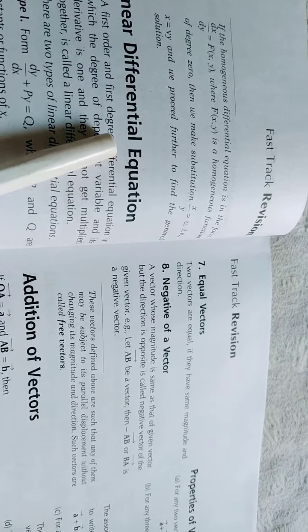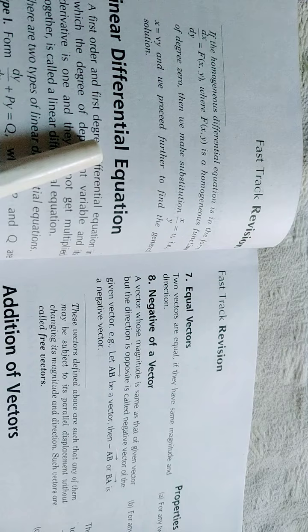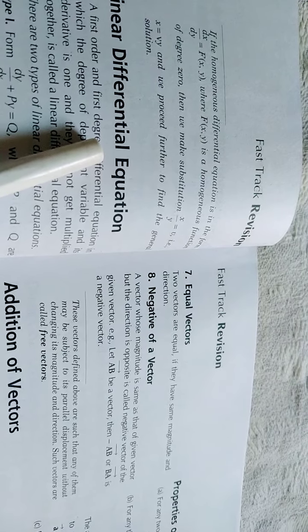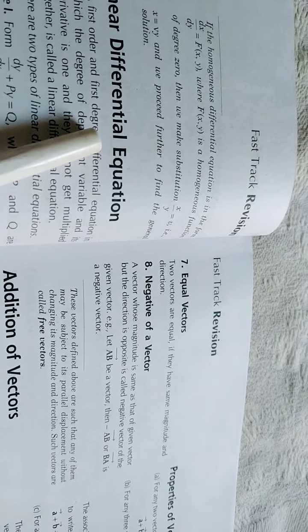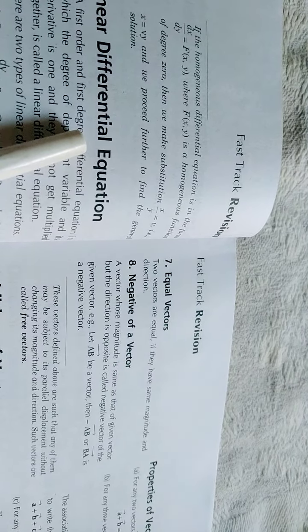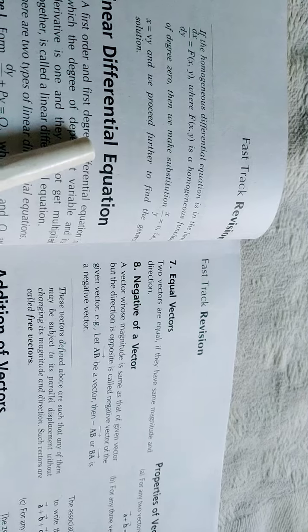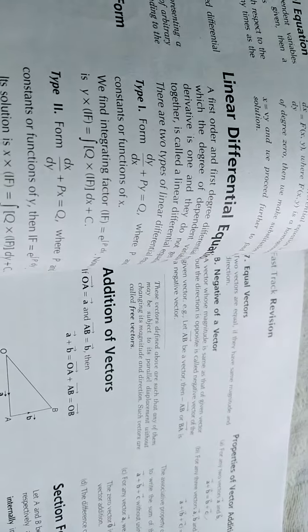are equal if they have the same magnitude and direction. Negative of a vector: a vector whose magnitude is the same but whose direction is opposite to the other. Vector AB and minus vector AB are negatives of one another.